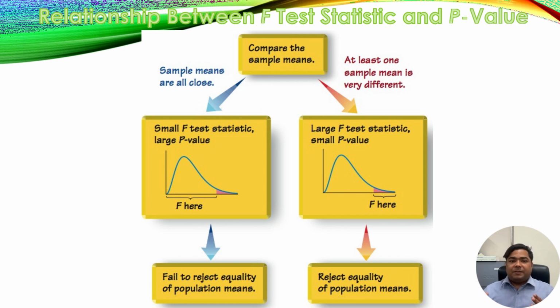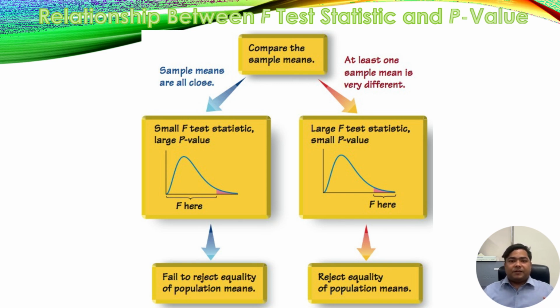First, we compare the sample means. If the sample means are all close to each other, it means the differences between groups are small. In that case, the F-test statistic becomes small and the p-value becomes large. When the p-value is large, usually greater than 0.05, we fail to reject the null hypothesis. So we conclude that there is not enough evidence to say the population means are different.